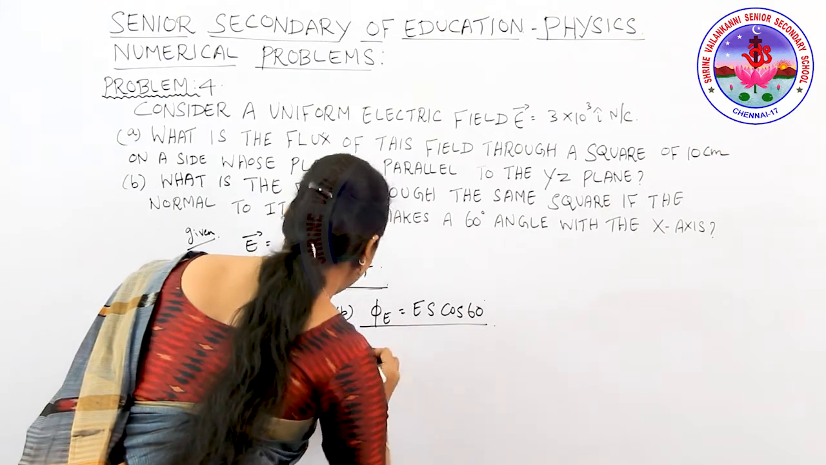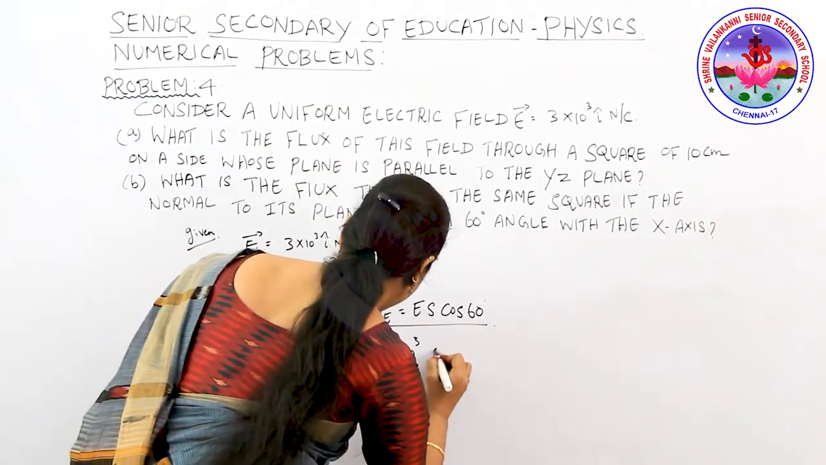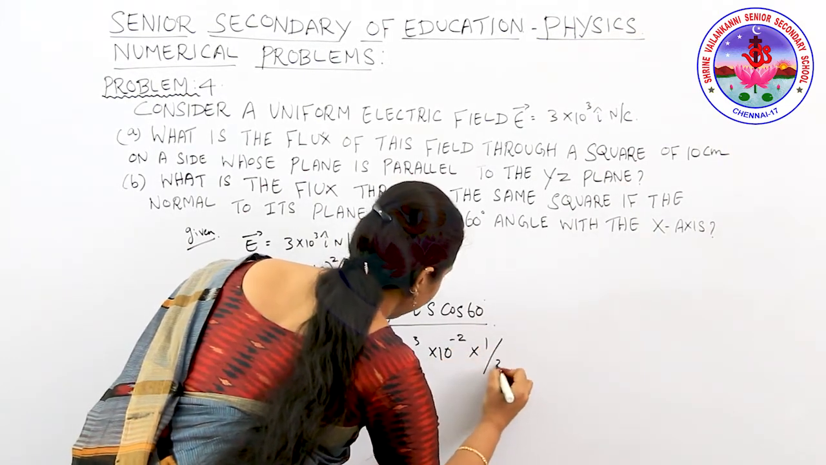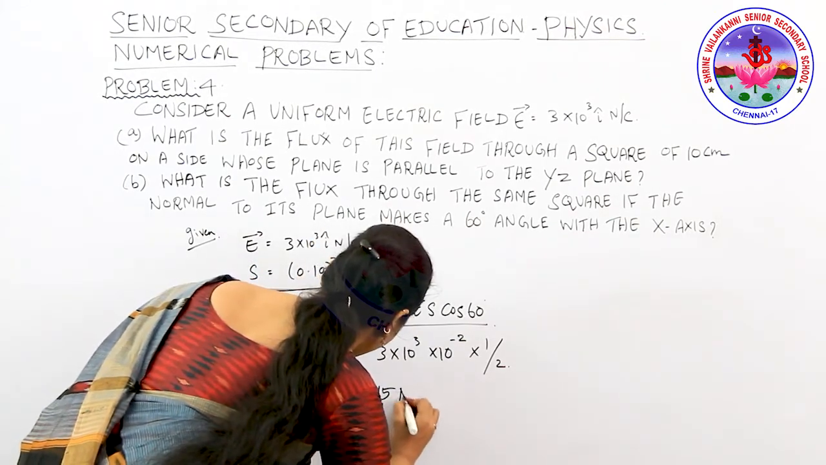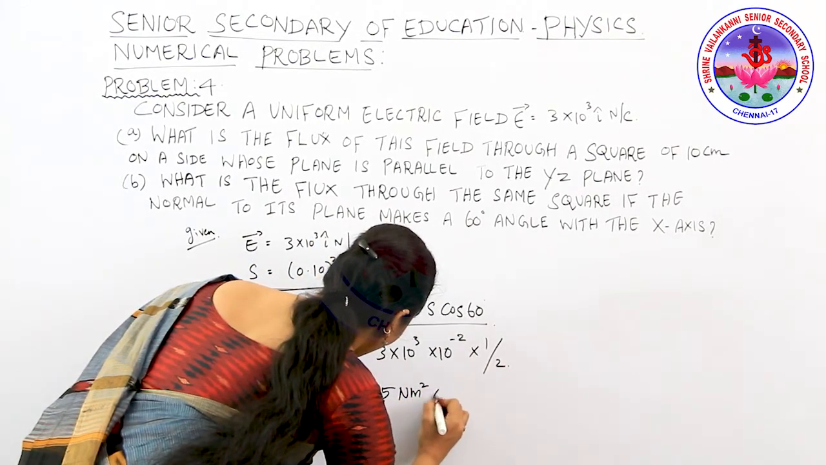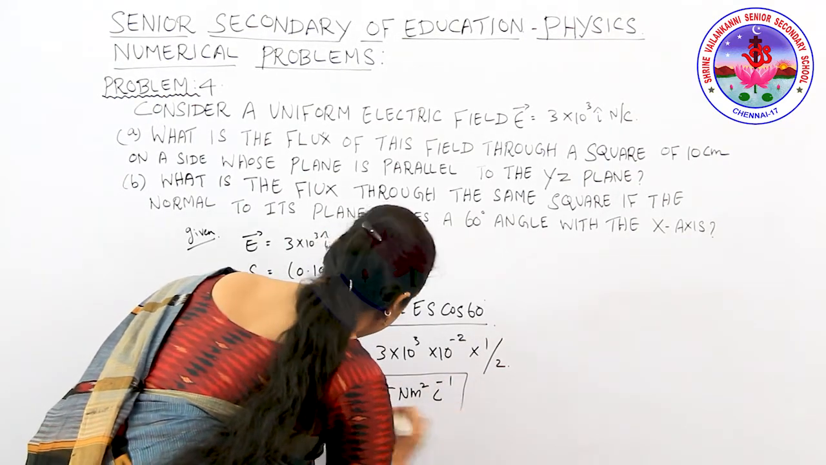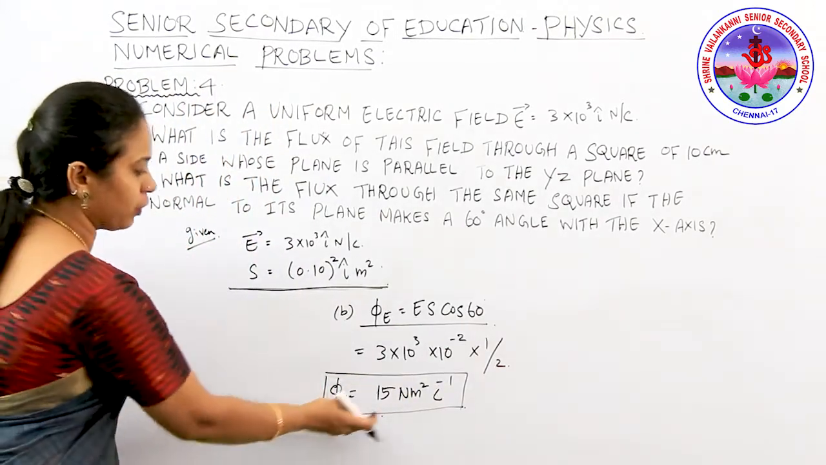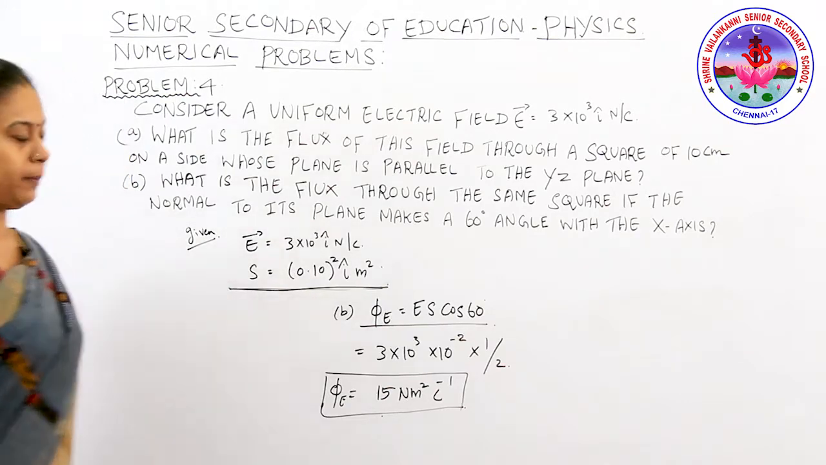So for that, we will apply the values 3 into 10 power 3 into 10 power minus 2 into cos 60 by 2, right? So we will get the value 15 Newton meter square Coulomb power minus 1. So this is the value if the field is normal with the angle of 60 degree, meaning phi E is equal to 15 Newton meter square Coulomb power minus 1.